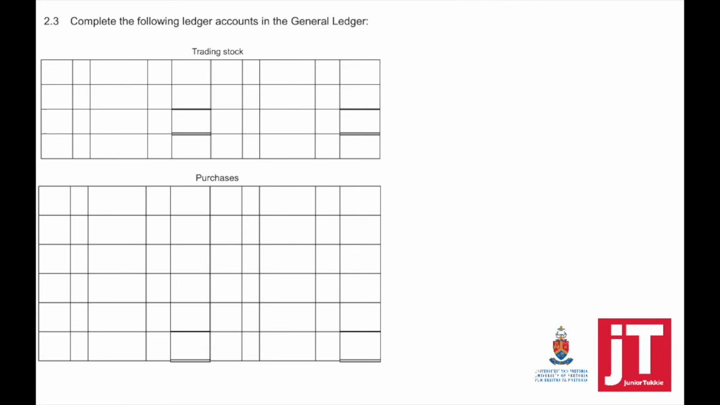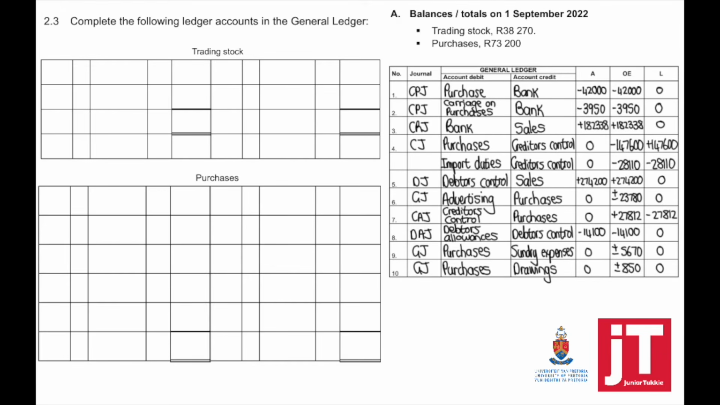Now we need to use all the transactions that we've just completed in the accounting equation, and we need to complete the ledger accounts. So starting now with the opening balances and totals. Trading stock is regarded as an asset plus minus, purchases expense plus minus, which means that the balance brought down will appear on the debit side for trading stock, and the total brought forward for the purchases will be on the debit side.